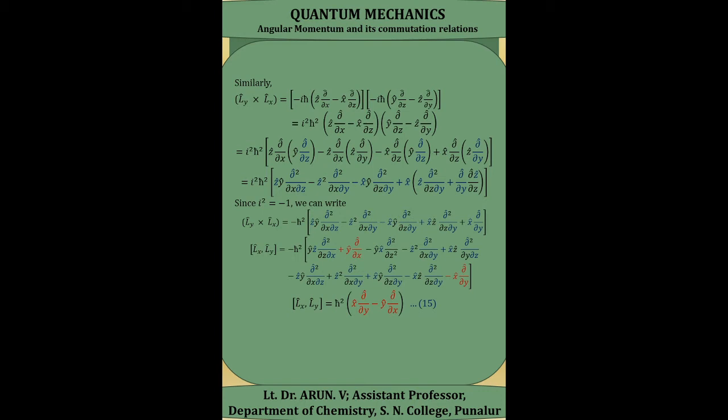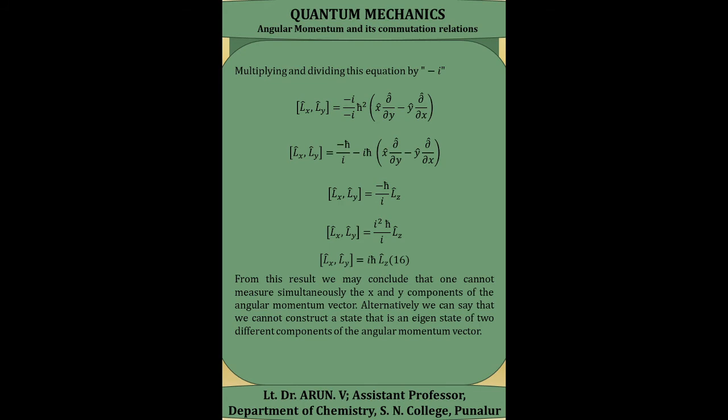Some of the terms cancel each other, and finally we get the commutator value of Lx and Ly equal to −ħ² (x ∂/∂y − y ∂/∂x). Multiplying and dividing by −i, this equals −ħ²/i into −i (x ∂/∂y − y ∂/∂x). We know that −iħ (x ∂/∂y − y ∂/∂x) is equal to Lz, so the commutator of Lx and Ly is equal to iħ Lz.